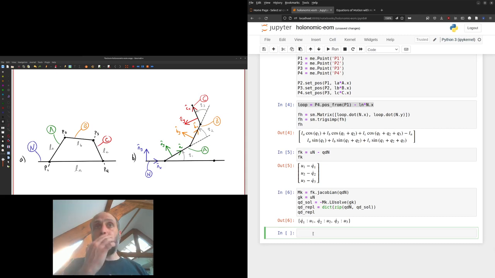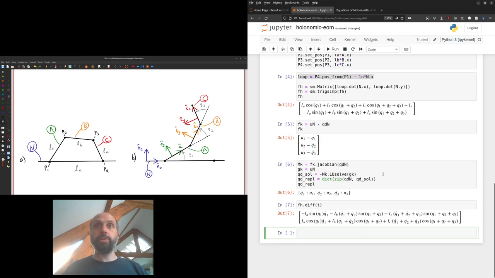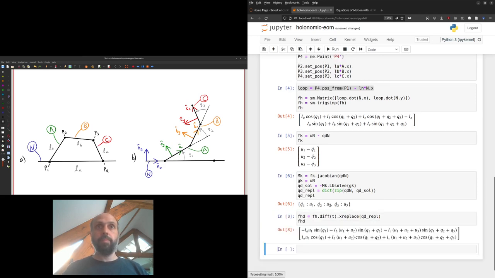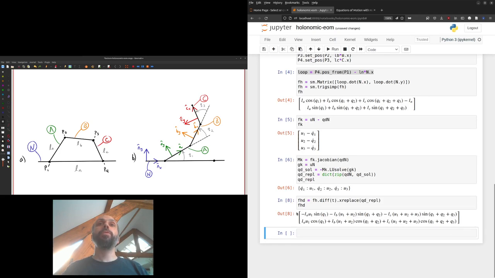So we've got the replacement vector, and now what we want to do is time differentiate the holonomic constraints. If I do that, I get these expressions here. I've got Q dots in them, but let's replace those with the U's. And then I'll call that FHD. So here we have the time differential of the holonomic constraints. And if you inspected these, you would see that these are just the components of velocity of that point P4 that we're setting to zero there. And if we differentiate it again, that would be the same for the accelerations.